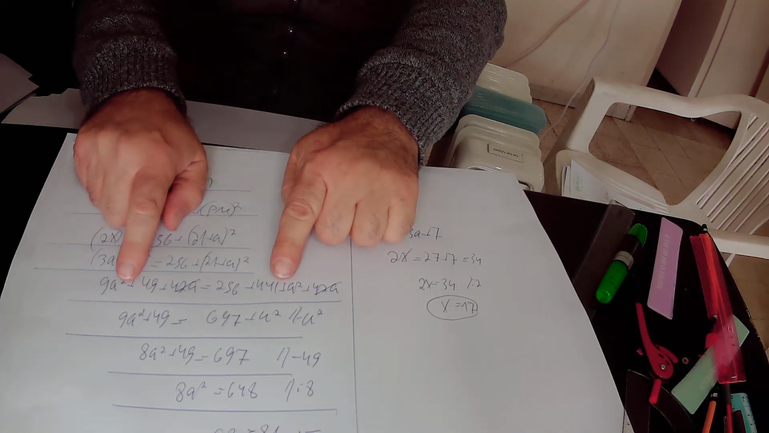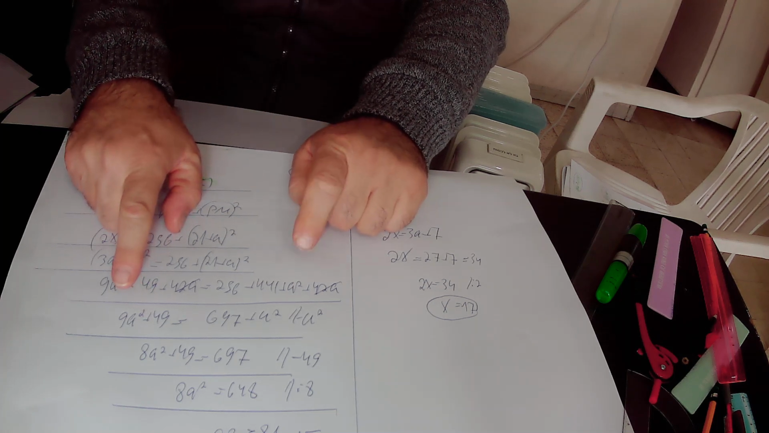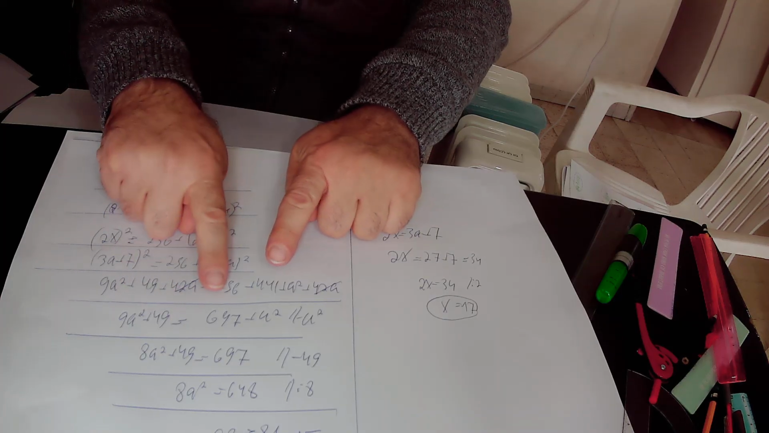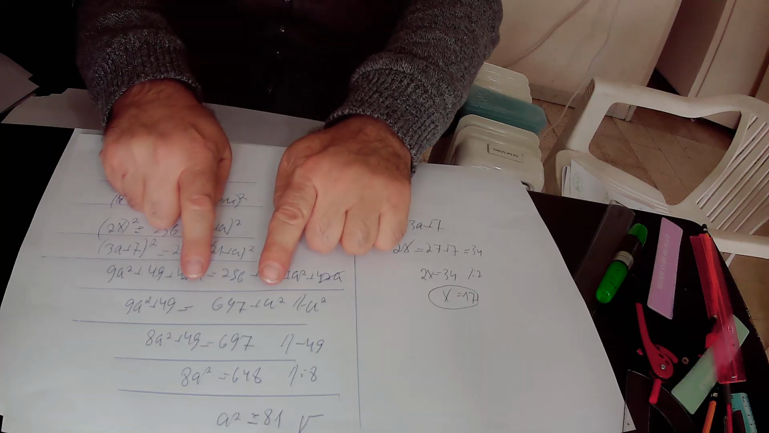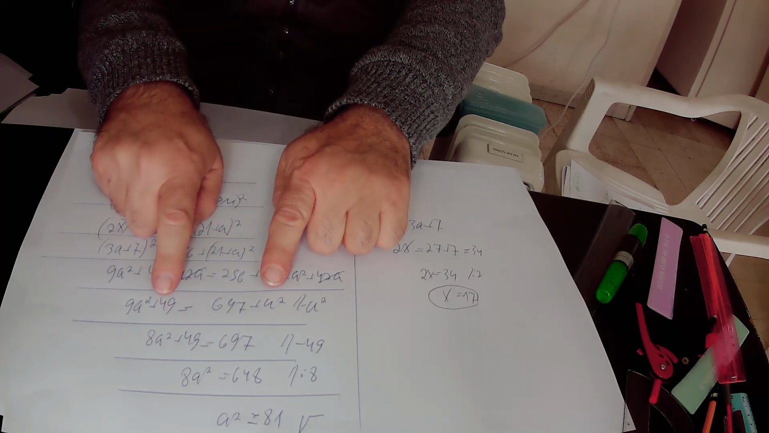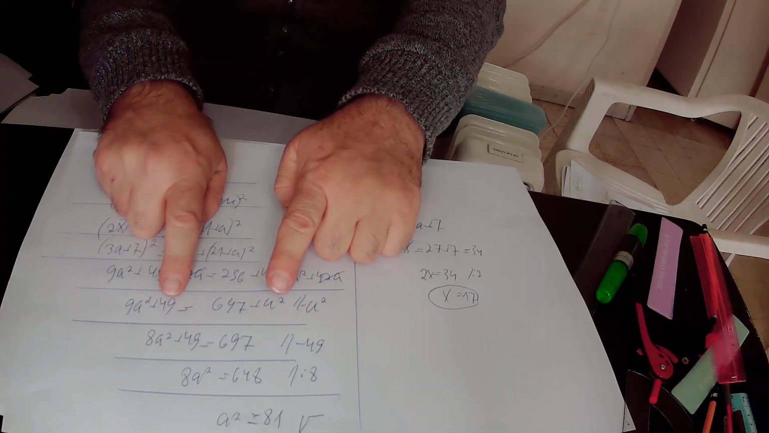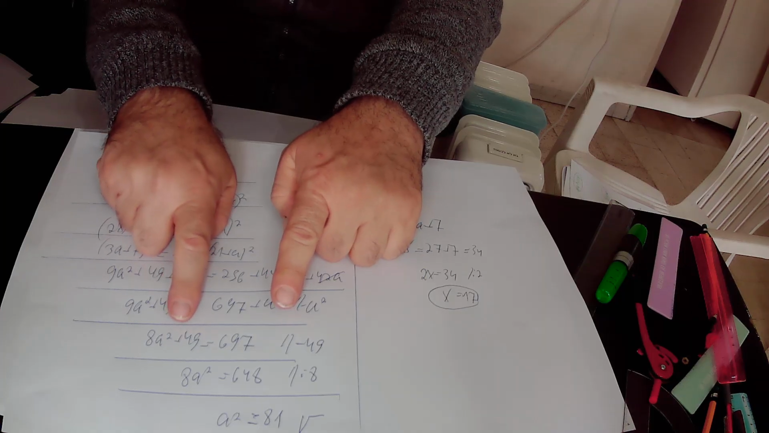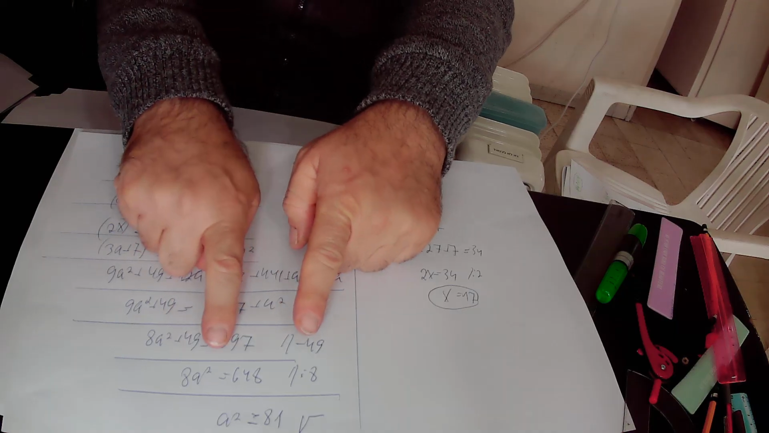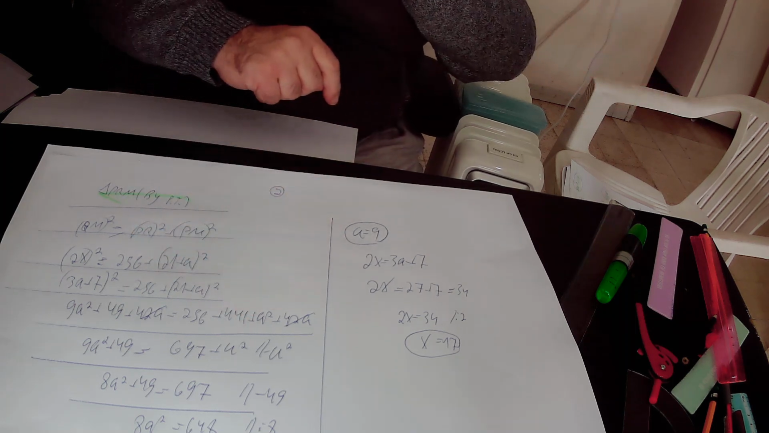Here we subtract a squared from both sides, so 9a squared minus a squared is 8a squared. So we have 8a squared plus 49 equals 697. Here we move 49 across. We find that 8a squared equals 697 minus 49, which is 648. So 8a squared equals 648. Here we divide this equation by 8 and find that a squared equals 648 over 8, which is 81. So a squared equals 81. Here we take the square root and find that a equals the square root of 81, that is 9. So a equals 9.